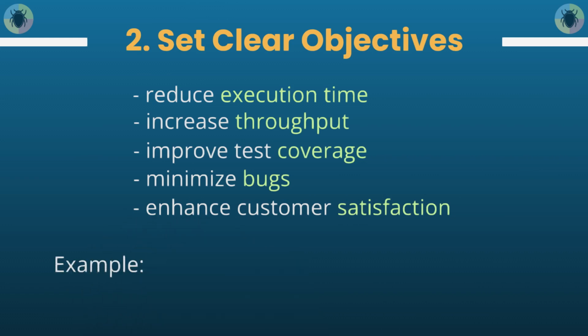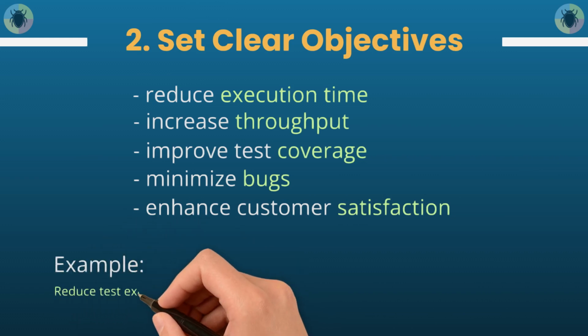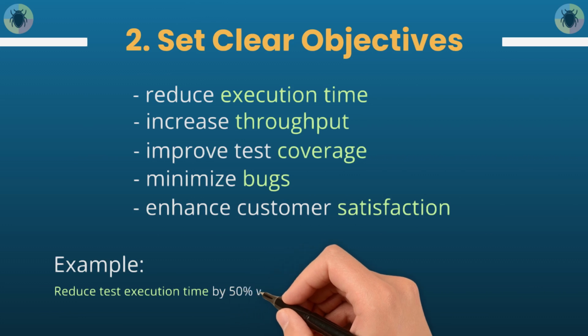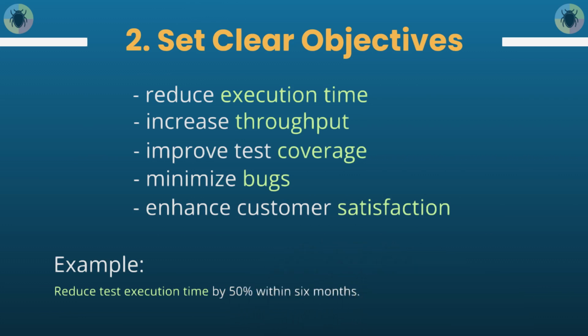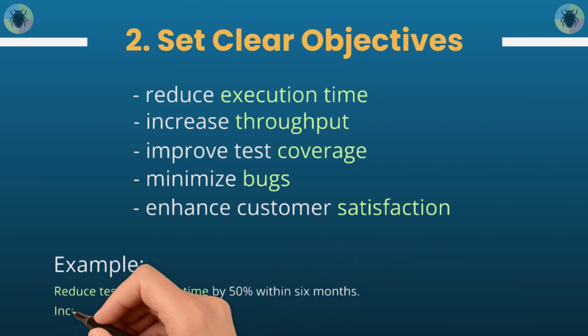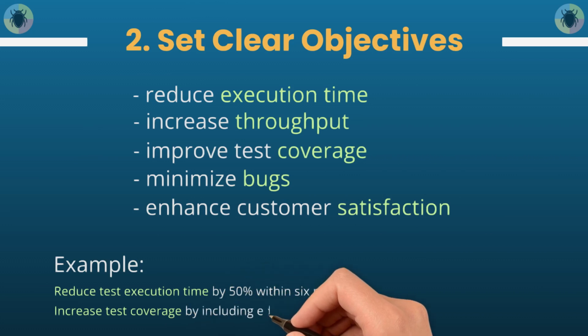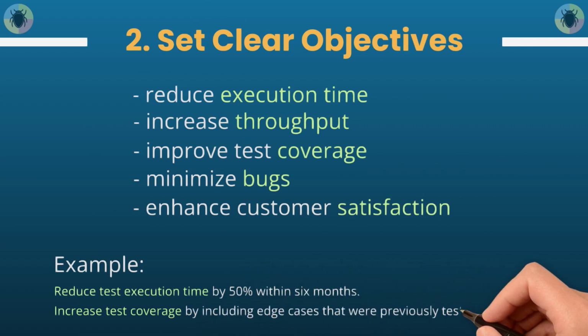Example: set an objective to reduce test execution time by 50% within 6 months by automating repetitive test cases. Aim to increase test coverage by including edge cases that were previously tested manually.